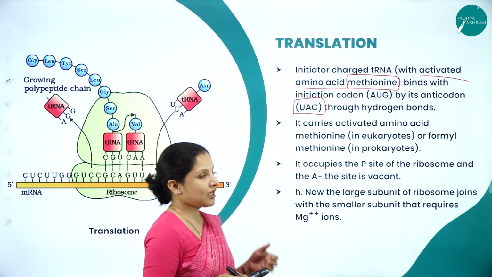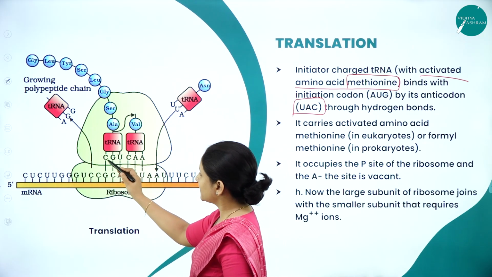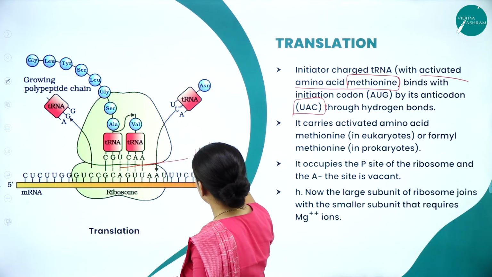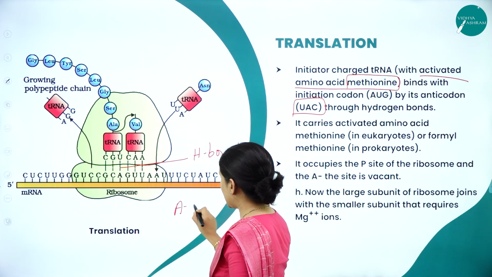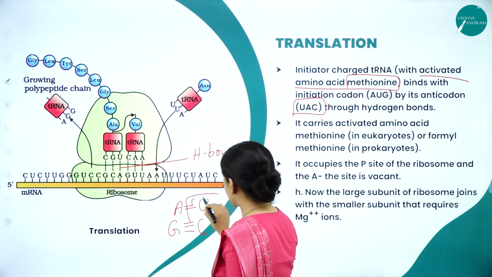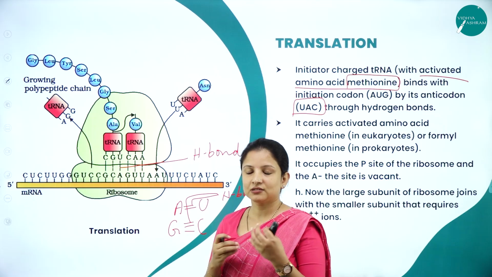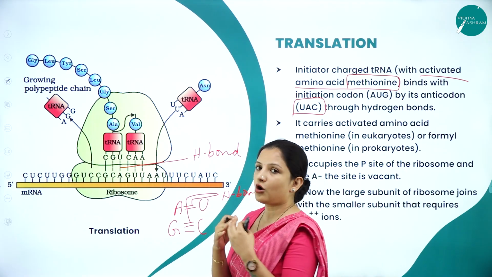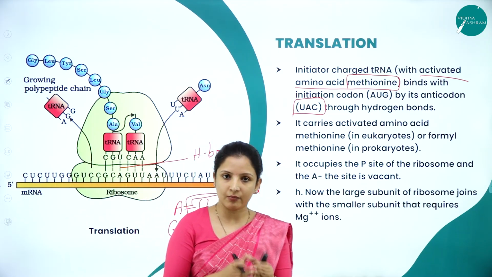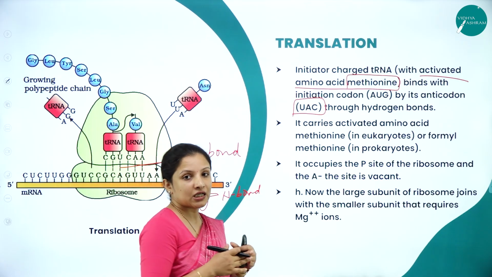Remember, the binding between these two, say for example CGU is bound with GCA, with which bond? These bonds are called hydrogen bonds. If you remember, A with U and G with C. So these bonds which are there, we call them what? Hydrogen bonds. Between the complementary nitrogenous bases, the binding is by hydrogen bonds. Between the amino acids, the binding is by peptide bonds. Always remember that. Don't get confused with that.